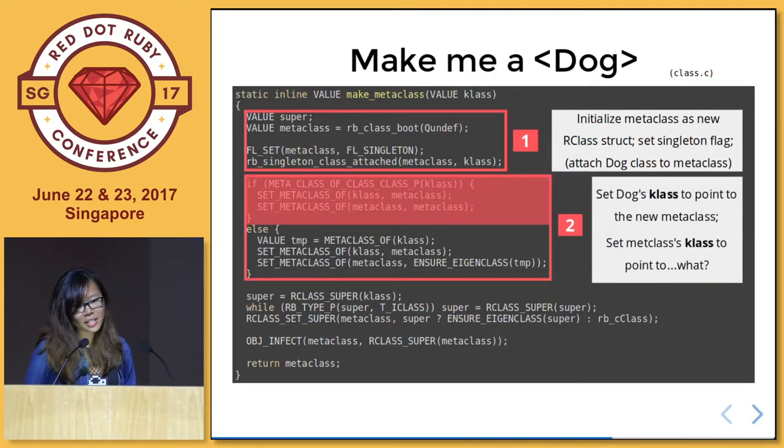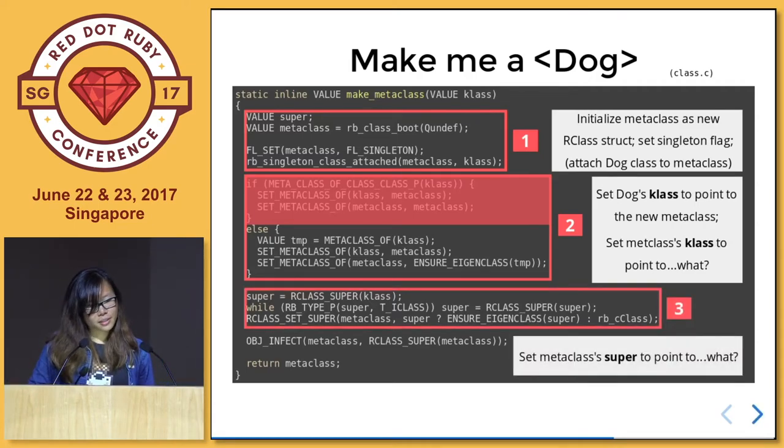Second, we set the class pointer of our class. So the class pointer of Dog, we set the class pointer of that to point to our new metaclass. But we also have to set the class pointer of our new metaclass to point to something. And finally, we set the super pointer of our new metaclass to point to, again, something.